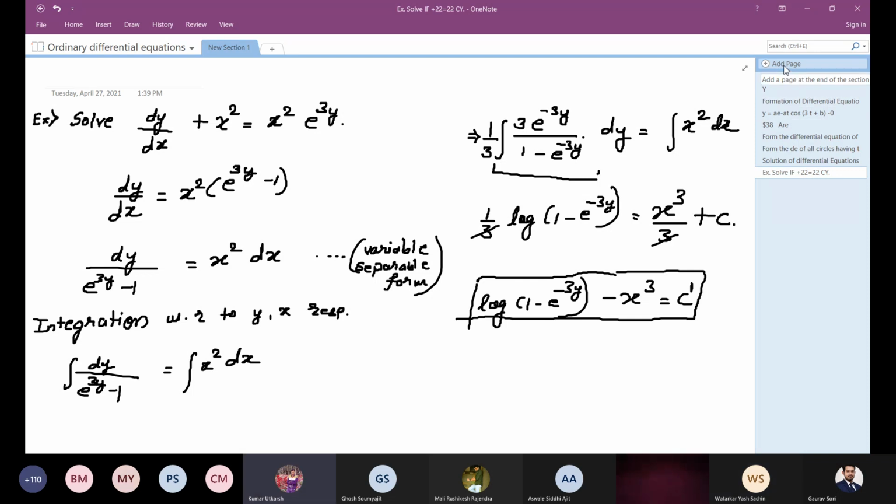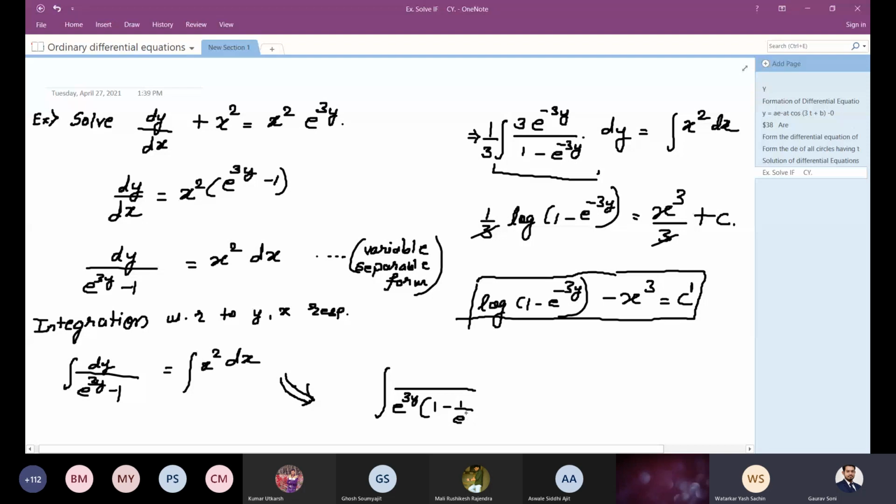So where are you dividing that term? No, I haven't multiplied by e to the power minus 3y. What I have done is, look, I will explain this step a bit to help you understand. So sir, what he means to say is maybe you divided the numerator and denominator by e raised to 3y. So that also works. 1 upon e to the power 3y.